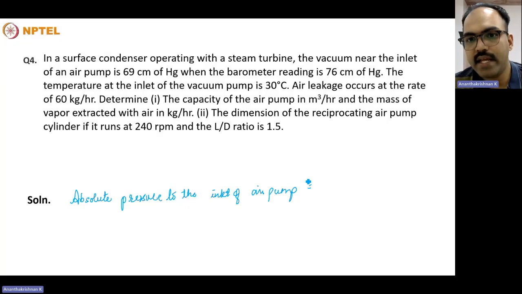The vacuum near the inlet of an air pump is 69 centimeter of Hg and the barometer reading is 76 centimeter of Hg. So the difference between the vacuum and the barometer reading will be the absolute pressure at inlet to the air pump. So 69 centimeter is the vacuum and 76 is the barometer reading.